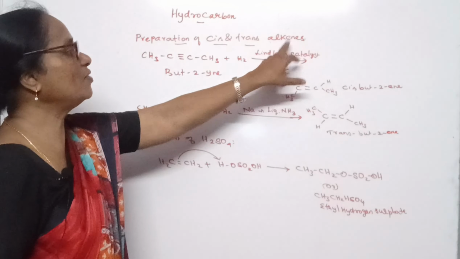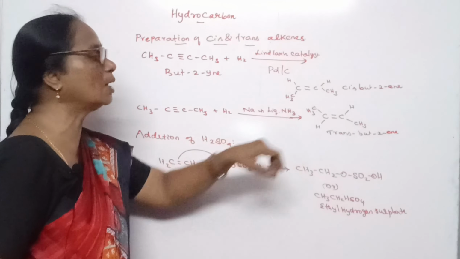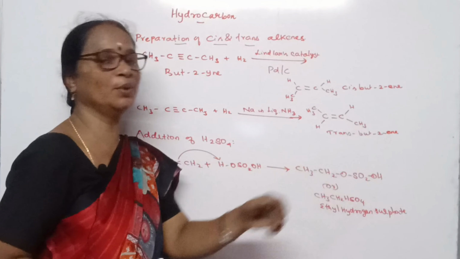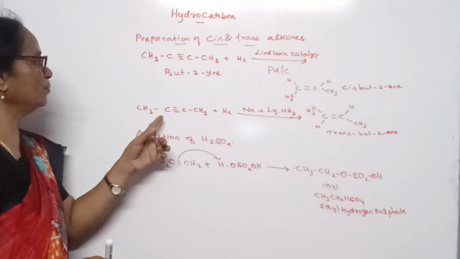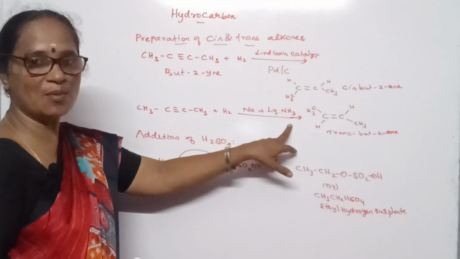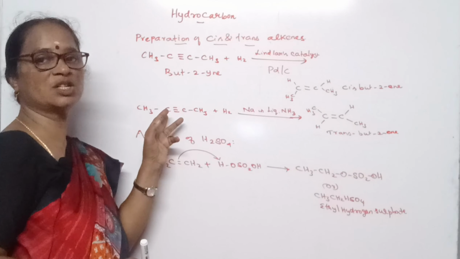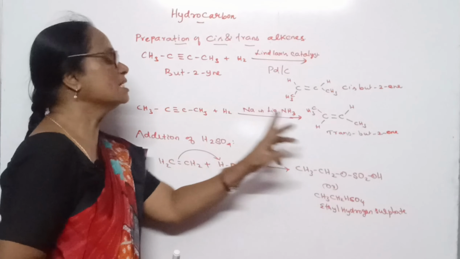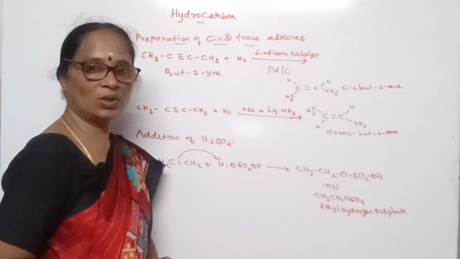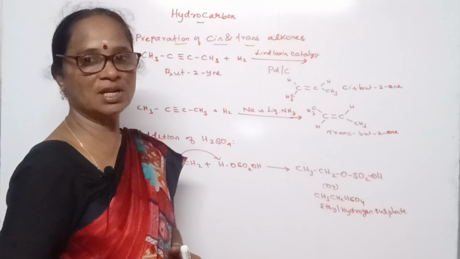Suppose instead of Lindlar's catalyst, if we take sodium in liquid ammonia, we will get the trans form of but-2-ene. So, when but-2-yne is treated with sodium in liquid ammonia, the addition of hydrogen takes place across the C triple bond C system in such a way as to form trans-but-2-ene. In the trans form, the similar groups are diagonally opposite to each other.